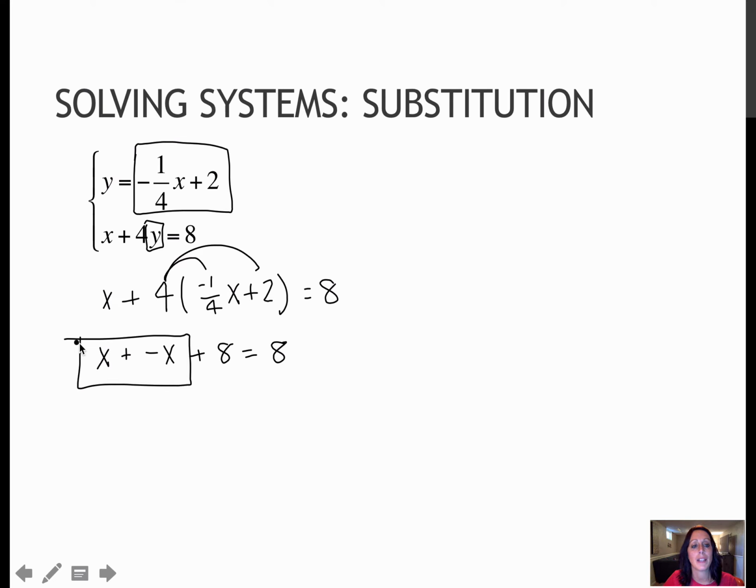Just as what happened last time, x and -x canceled, and I end up with 8 equals 8. Or, of course, if I subtracted 8 from each side, 0 equals 0. Either way, this is a true statement, and when you're left with no variables but the statement is true, this is infinitely many solutions.